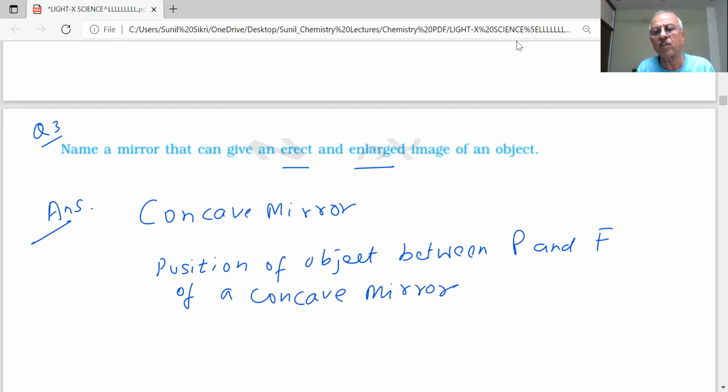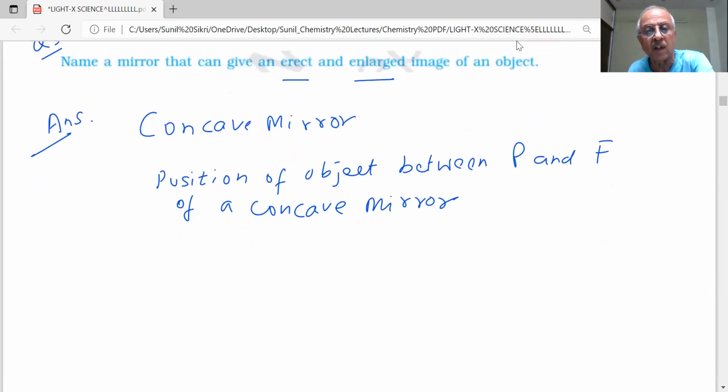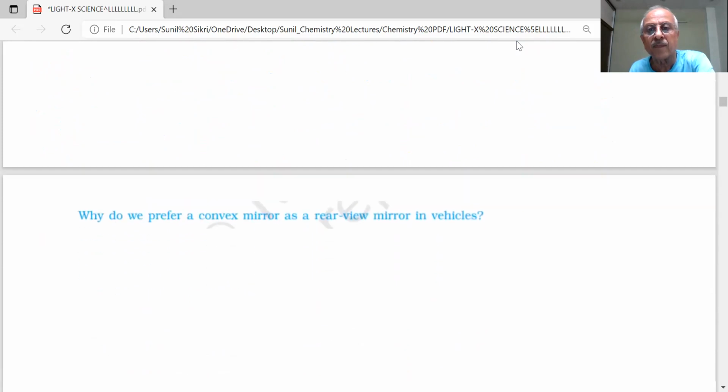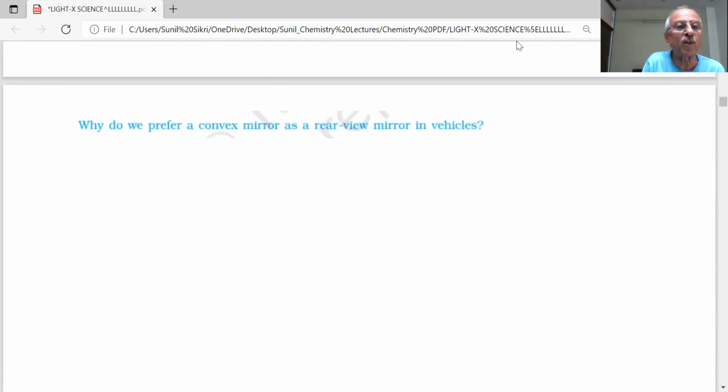Such questions will be asked in the multiple choice questions. They will give you 4 choices. Another top question, number 4, student, is very important. Why do we prefer a convex mirror as a rear view mirror? Convex mirrors are used as rear view mirrors in vehicles. In your car, on the right side, on the left side, which mirror is that? Convex mirror.